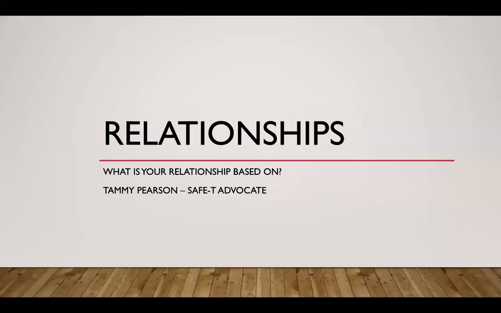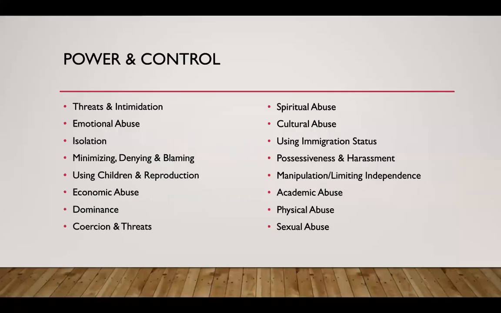So we're going to take a closer look at the behaviors that make up an unhealthy relationship based on power and control, like threat and intimidation, emotional abuse, isolation, minimizing, denying, and blaming, using children and reproduction, economic abuse, dominance, coercion and threats, spiritual abuse, cultural abuse, using immigration status, possessiveness and harassment, manipulation, limiting independence, academic abuse, physical abuse, and sexual abuse. A lot of these behaviors are going to overlap as we talk about them, but it will give you a big picture of what to look for in your relationships.